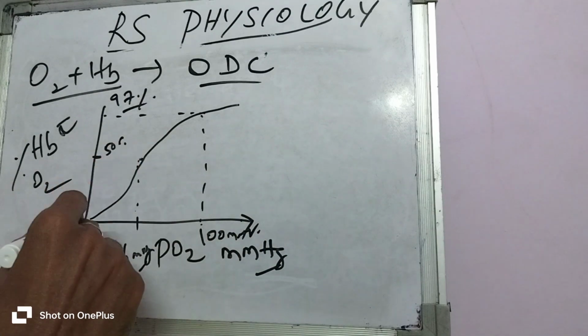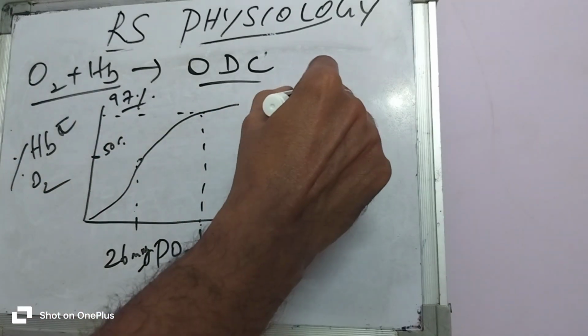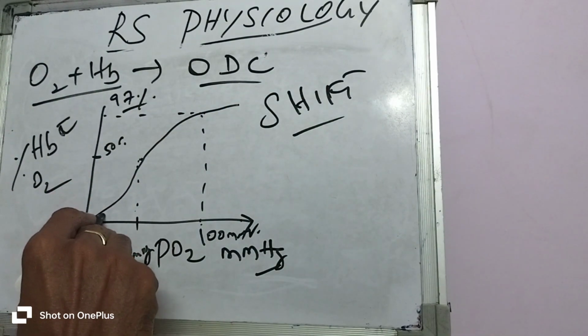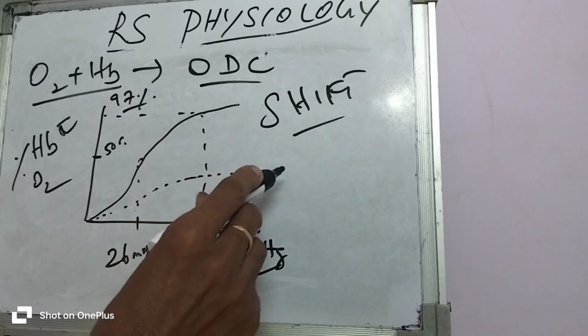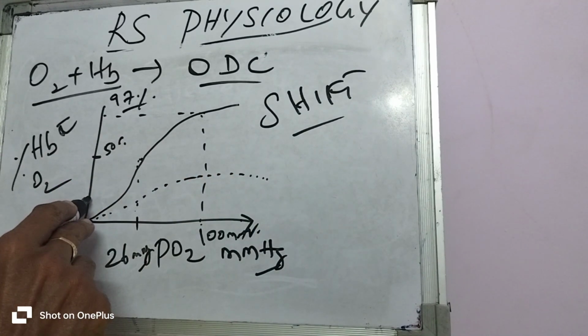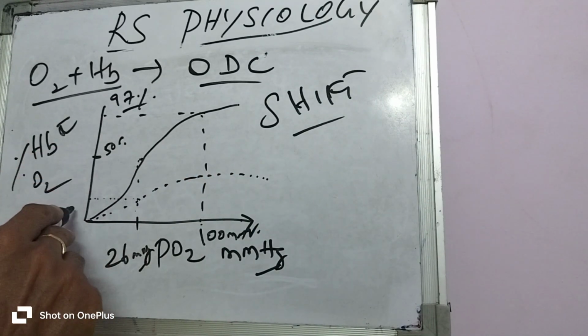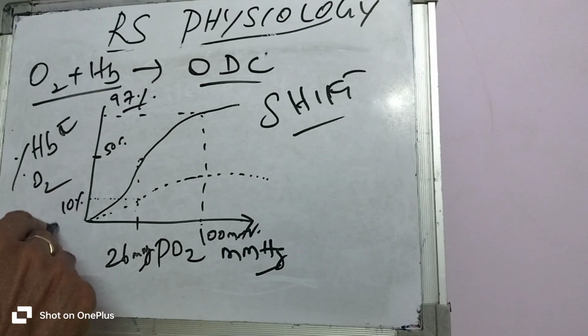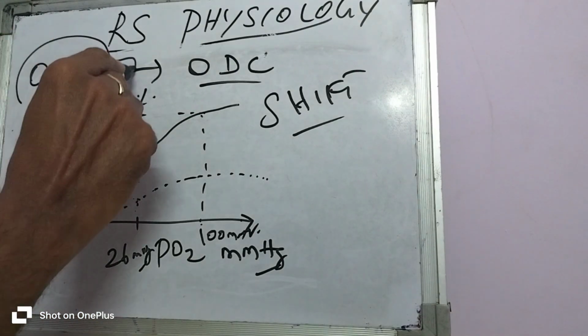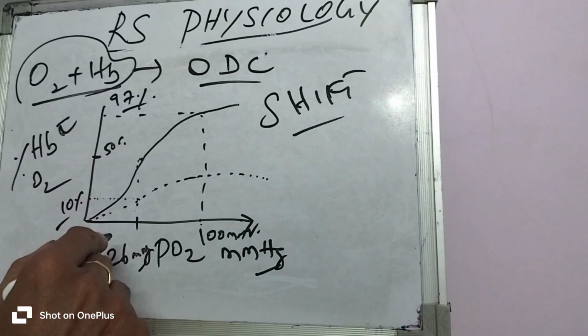And if the curve shifts, here we have to talk about the shift of the curve. If the curve is shifting to the right side, what happens at 26 millimeter of mercury? The percentage saturation is less than 50, it is around 10%. That means the affinity between the oxygen and hemoglobin is less when the curve is shifting to the right side. So this is right shift.